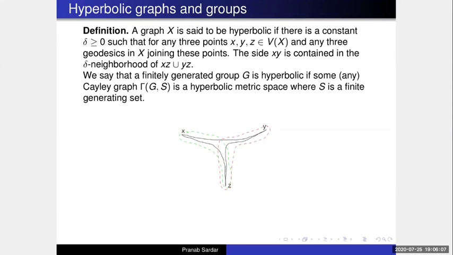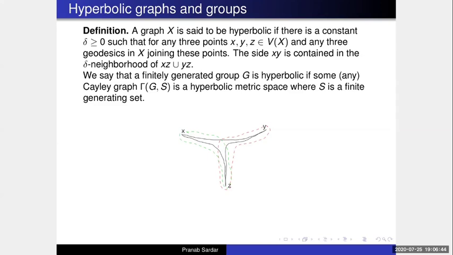In the picture below, I don't know whether you can see, there is a red thing that is supposed to mean the delta neighborhood of YZ, and the green one is supposed to be the delta neighborhood of XZ. And as in the picture, XY is contained in the union of these two thickened lines. Then we say that a group G is hyperbolic if for some generating set S, this Cayley graph Gamma(G,S) is a hyperbolic graph. Okay, we have defined a hyperbolic graph.